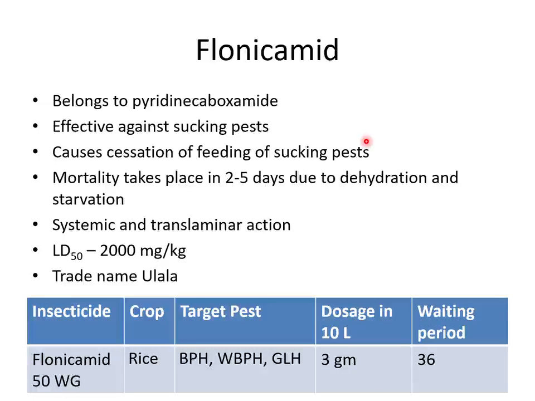Coming to the next group, another group, flonicamid, belonging to the group pyridine carboxamide. Again, it is effective against sucking pests. Similar to pymetrozine, it also causes the cessation of feeding by sucking insects. Once it is sprayed, the sucking insect immediately stops feeding, and it dies of starvation. So the mortality is slow. It takes 2 to 5 days for the mortality of the insects.